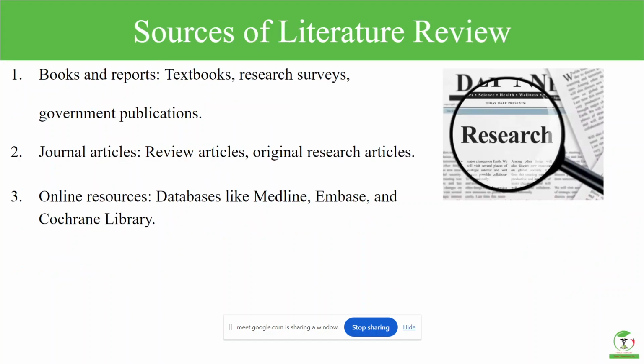So where do we get this information? Like I said, literature review is about searching for information that has been published about your topic, okay, about your research problem. That's what you're looking for. So where do you get this information? You can use books, you can use reports, you can use journal articles, you can use online databases and web databases. Okay.